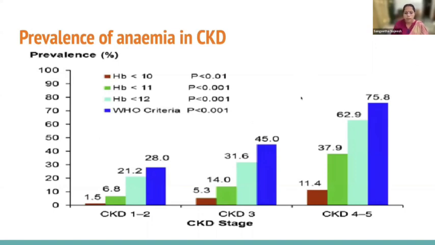Here you can see in the x-axis, we have CKD different stages, CKD stage 1 to 2, CKD stage 3, and CKD stage 4 and 5. And here the blue graph shows the prevalence of anemia. Here you can see that in the early stages of CKD, that is CKD stage 1 and 2, the prevalence is around 28%, but as it increases to CKD stage 3, it is 45%. And as it reaches CKD stage 4 to 5, it increases to 75%.